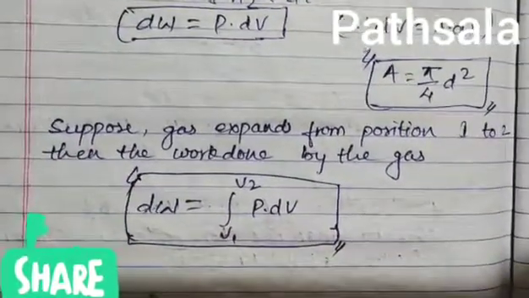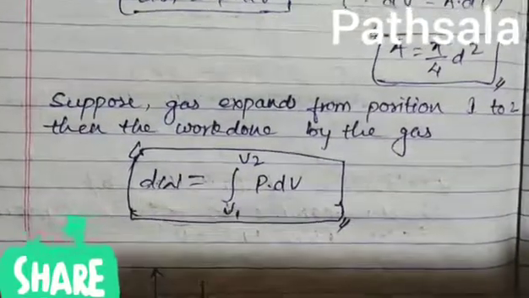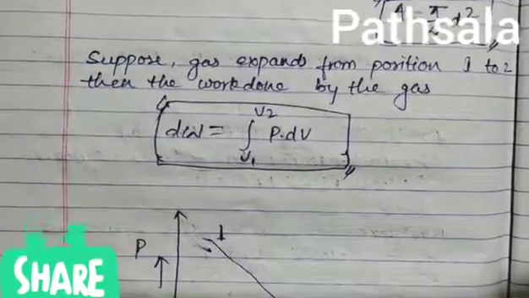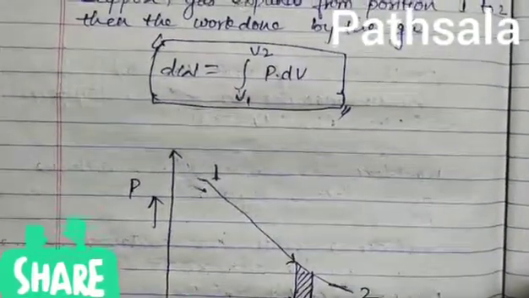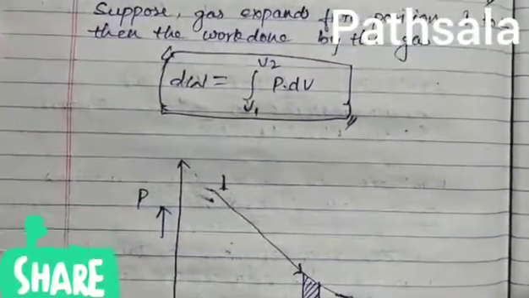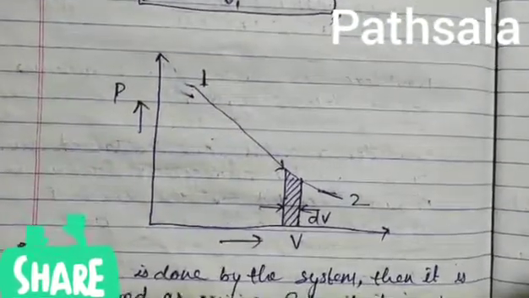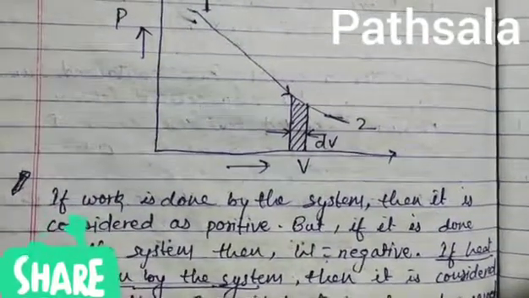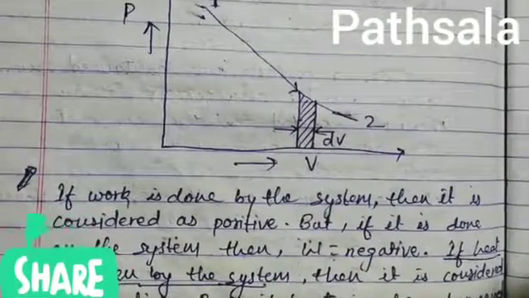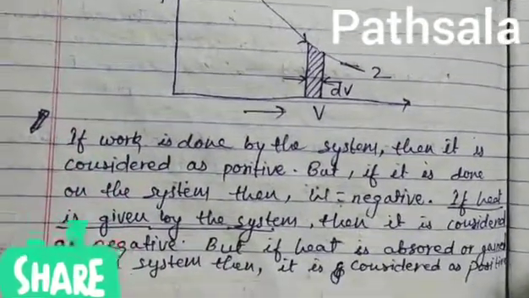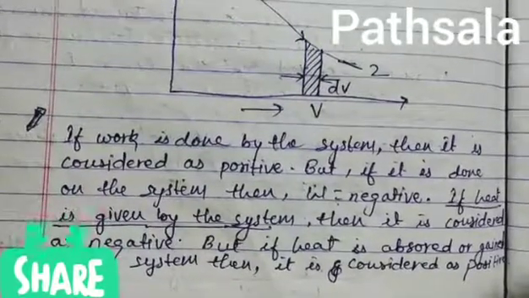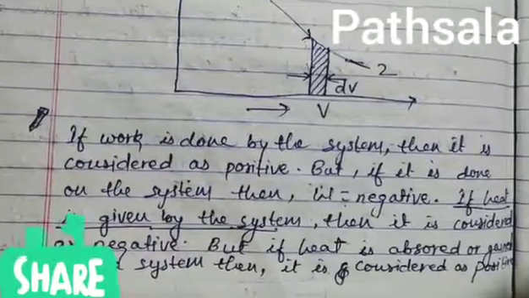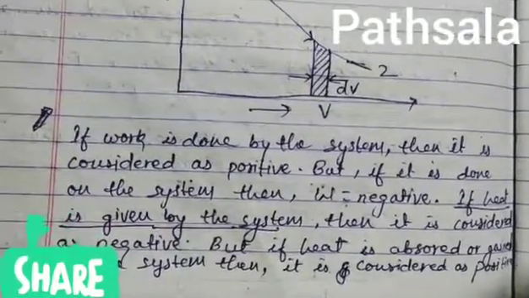Suppose gas expands from position A to B, then work done by the gas is given by dW is equal to the integration from V1 to V2 of P dV. As you can see in this pressure-volume graph, a small change of volume is calculated by this formula. If work is done by the system, then it is considered positive. But if it is done on the system, then W is considered negative.